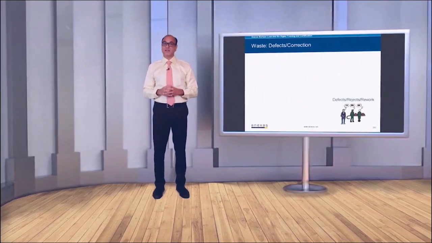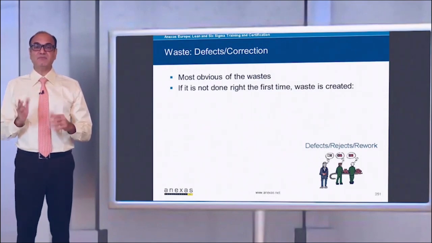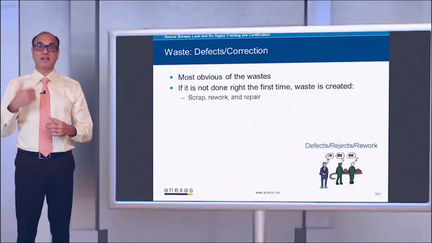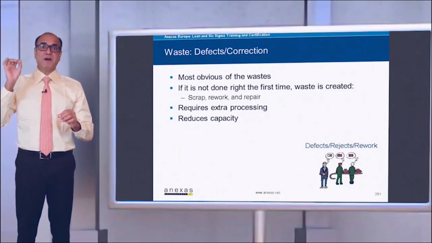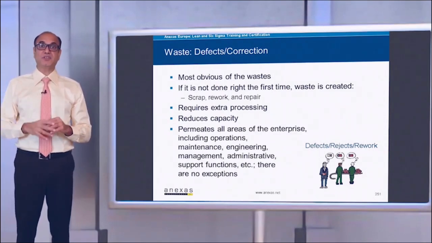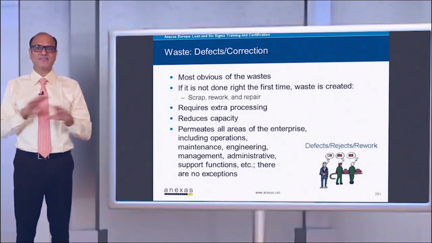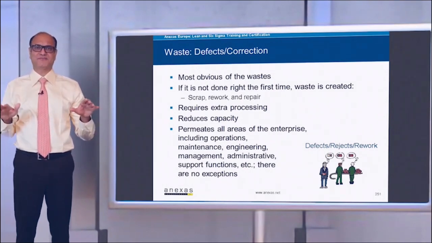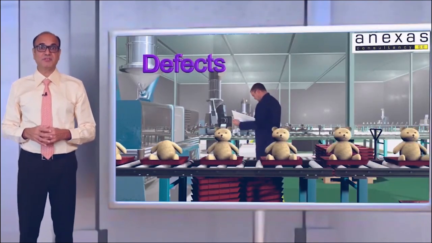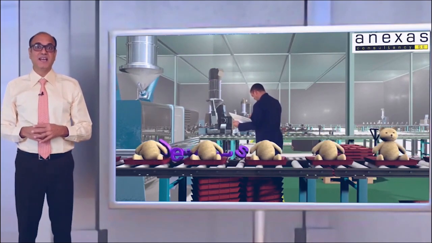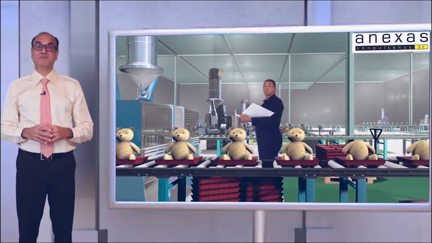The first one is defects or correction. It is the most obvious of the wastes. If it is not done right the first time, waste is created, like scrap, rework, repair, etc. It requires extra processing, and it reduces the capacity, and permeates all areas of the enterprise, including operations, maintenance, engineering, management, administration, support functions, etc. Everywhere. There are no exceptions. You can mention some of the examples. Some of the examples could be incorrect vendor information, design errors, wrong communication, incorrect time or date, wrong calculations, quality defects, off specification of the product, etc.